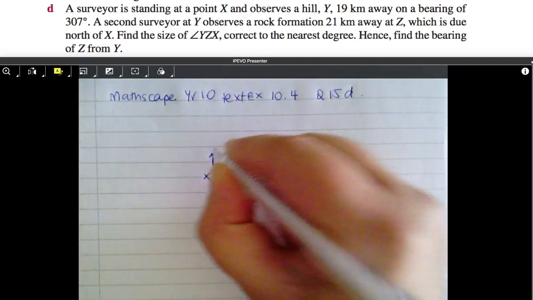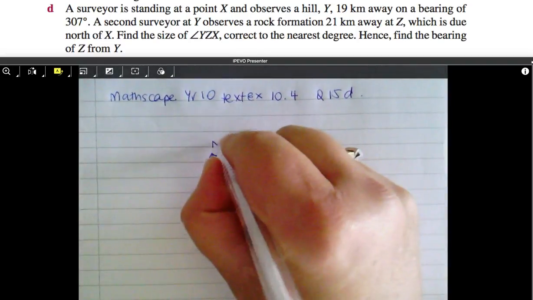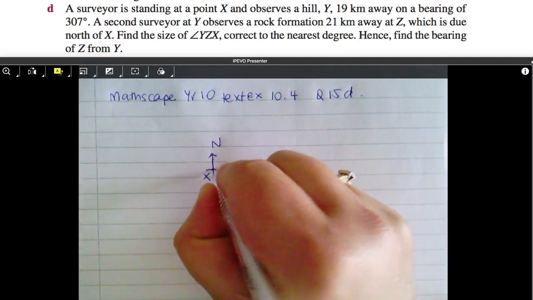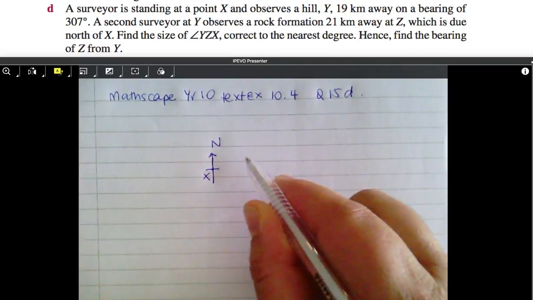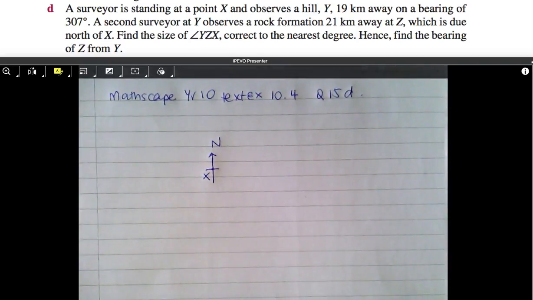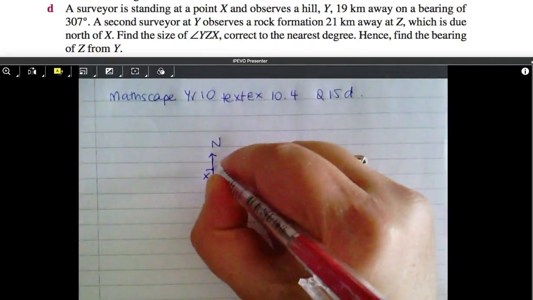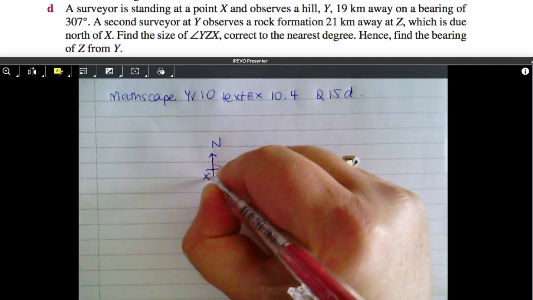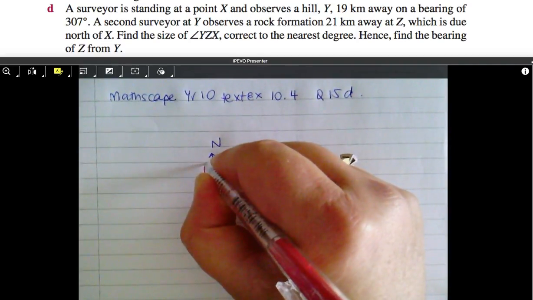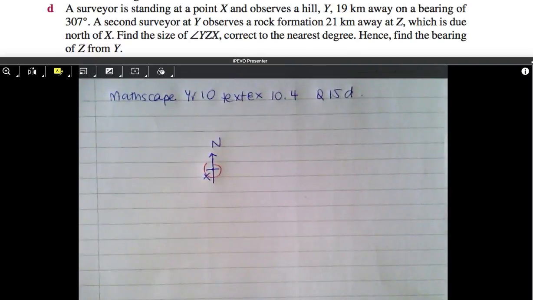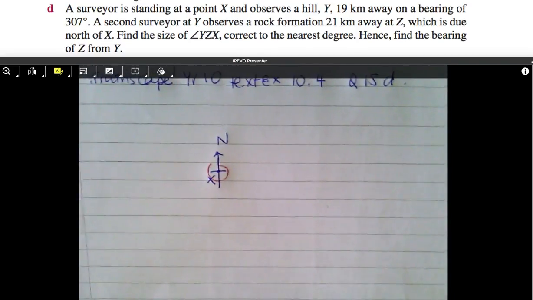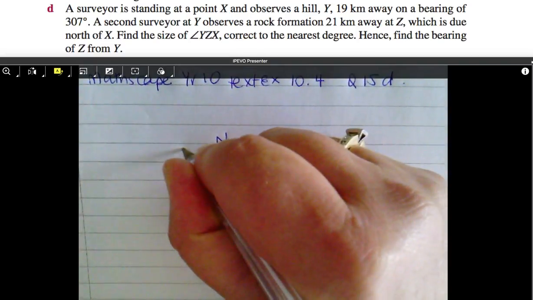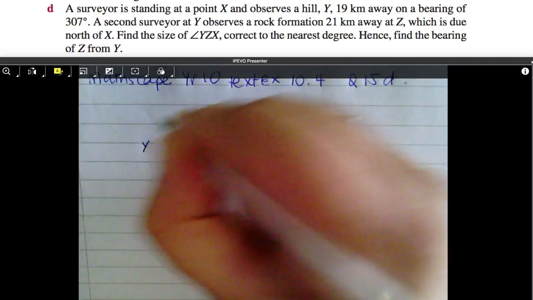I'm going to put my north sign there. So he's standing here at X, okay? He observes a hill 19 kilometres away on a bearing of 307. So I need to draw a bearing of 307. I've got 90, 180, 270, 307 will be somewhere around there, like that. And that's Y over here somewhere.